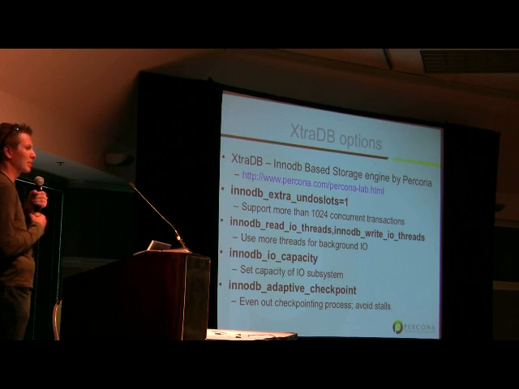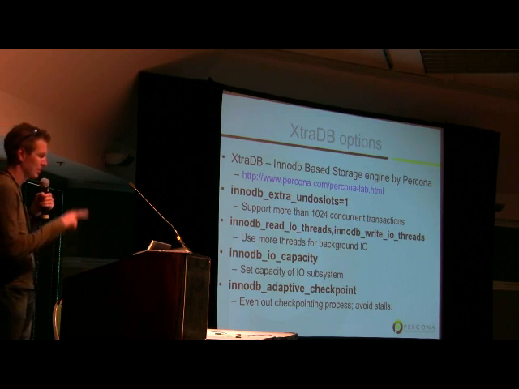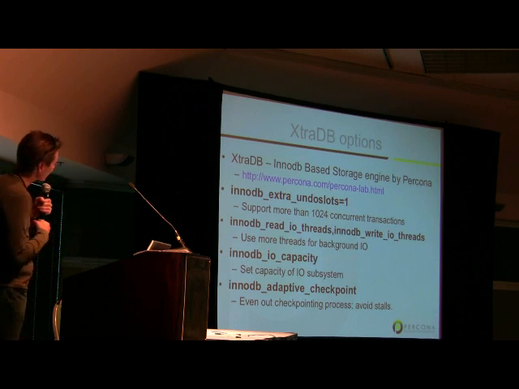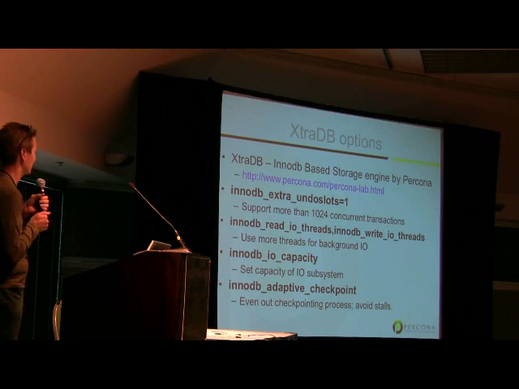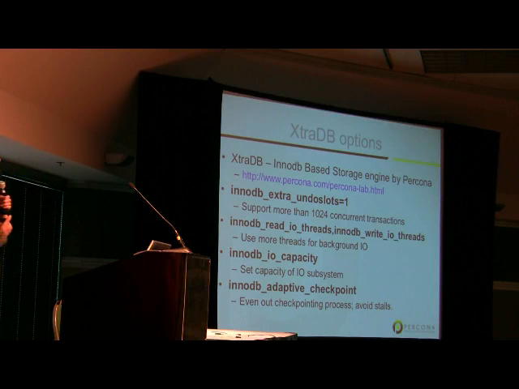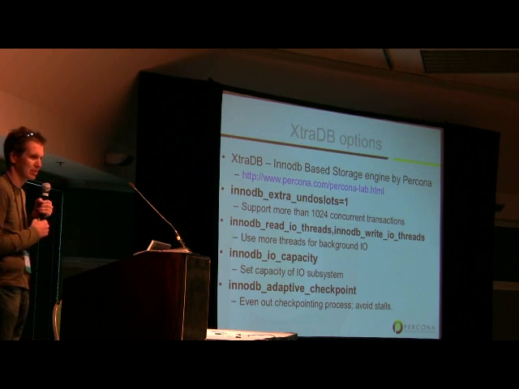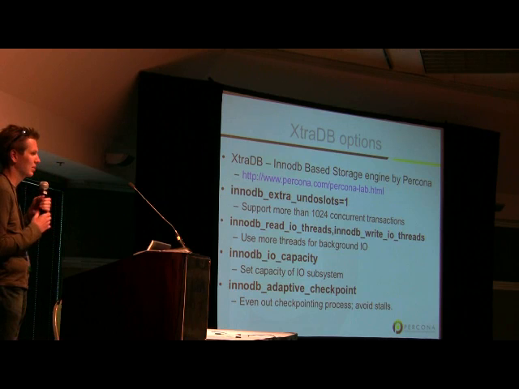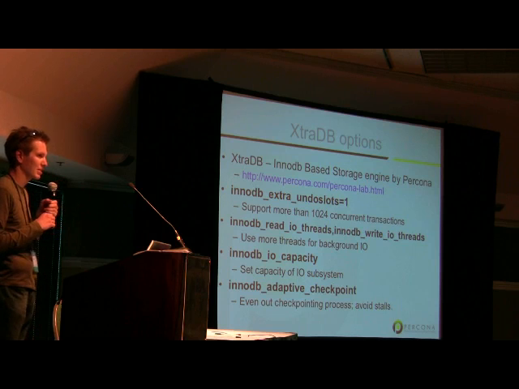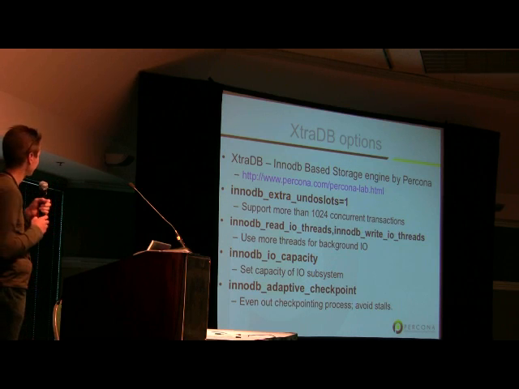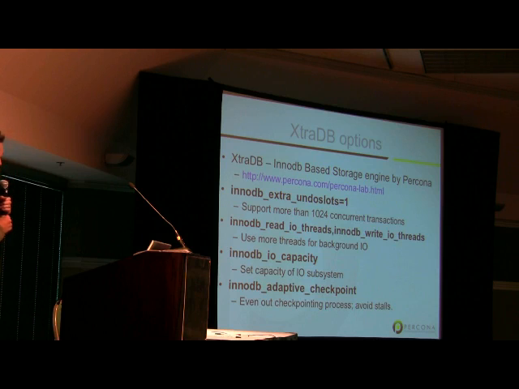So the cool stuff is some extra backup options. That is XtraDB, the InnoDB storage engine by Percona. I only mention a couple of cool things, which is extra undo slots. This allows you more than 1024 concurrent operations, which are restricted in InnoDB. It pretty much cannot run more than this number of transactions which modify data by default, and some people run into that. So we increase it to about 4,000.